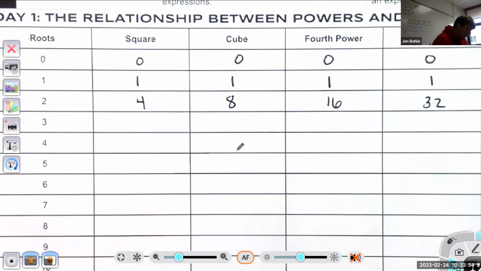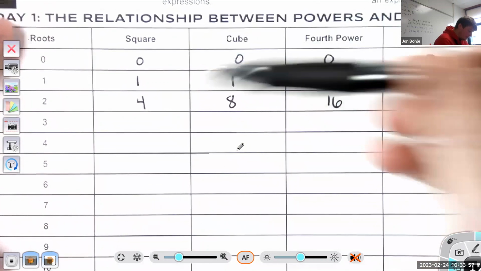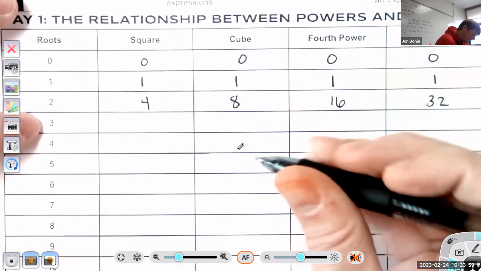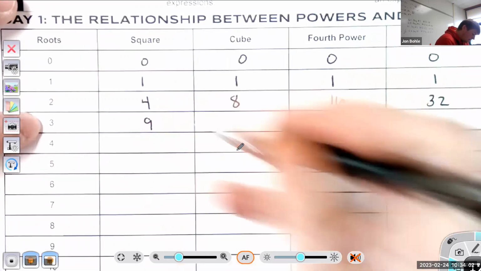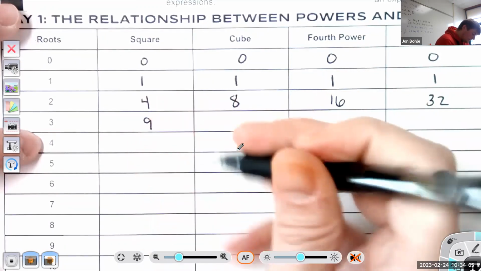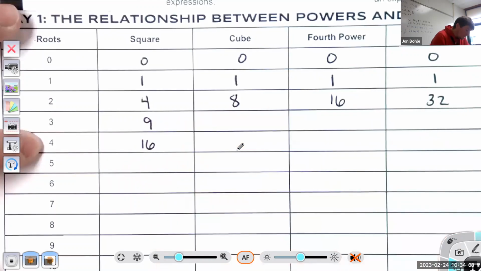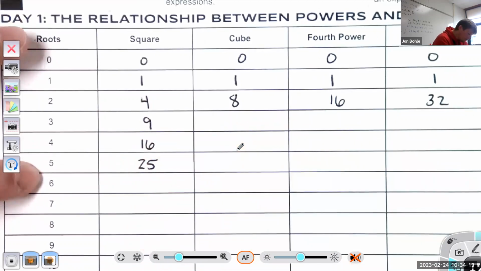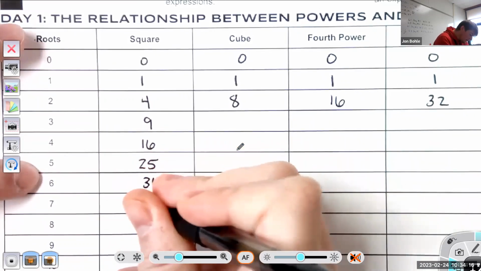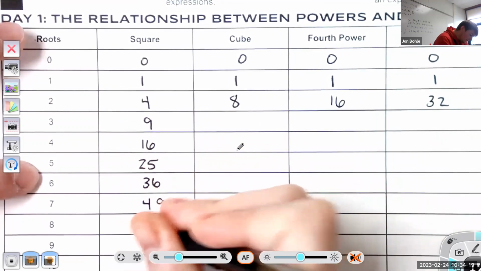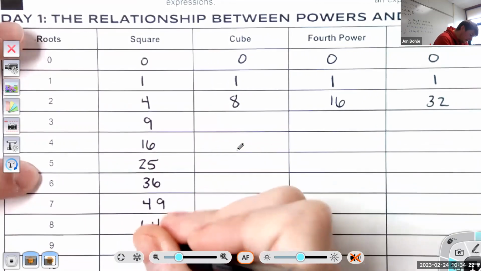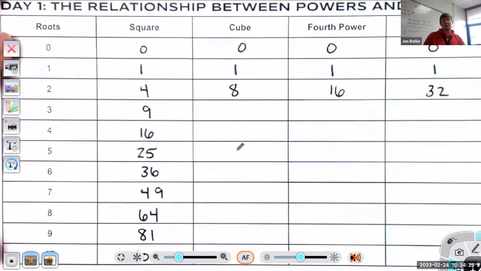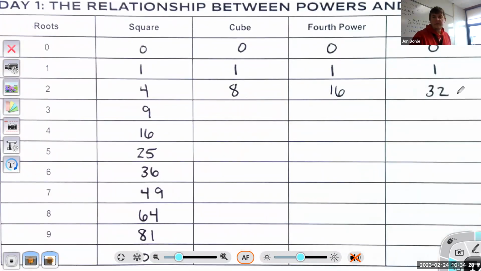Okay. I know my squares fairly well, so I'm just going to go and finish my squares. What's 3 squared? 9. 4 squared? Yep. 5 squared? 6 squared? 36. 49. 64. 81. 100. For the most part, I would say at some point, it's just generally beneficial to have your first 10 perfect squares memorized.